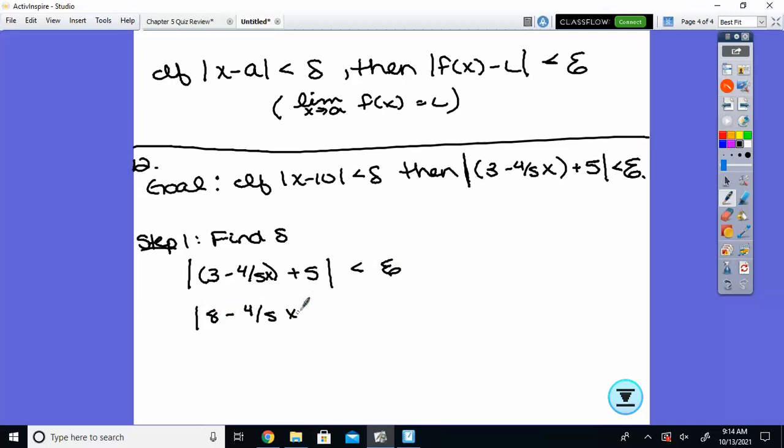Add like terms. We're trying to get x minus 10. So I'm going to pull out the coefficient on my x, which is a -4/5. So if you take that out, you get a positive x. 8 divided by -4/5 is -10. The absolute value of -4/5 is +4/5.